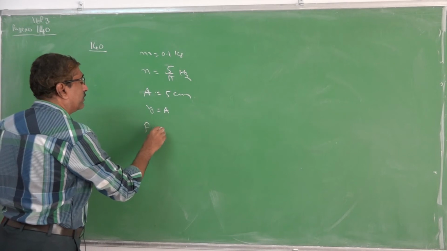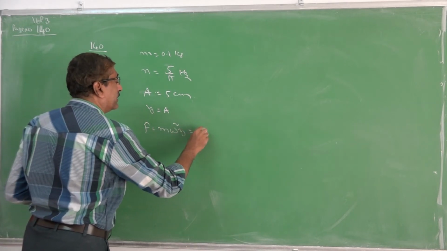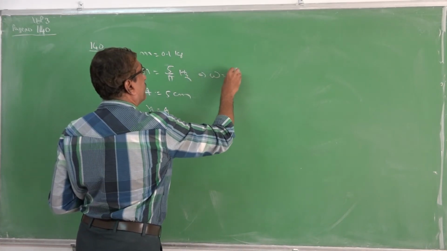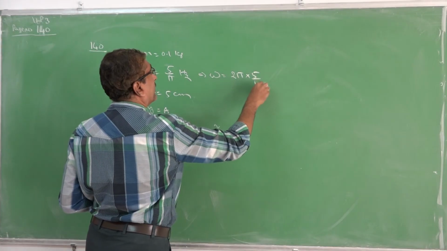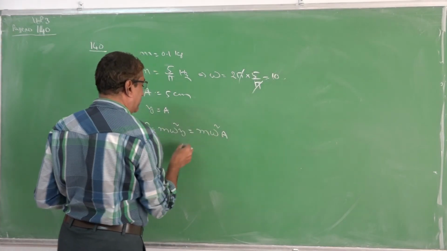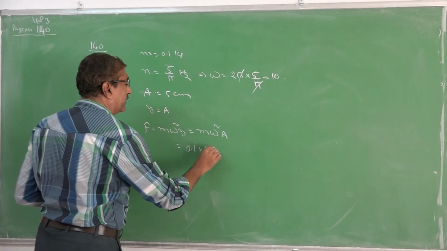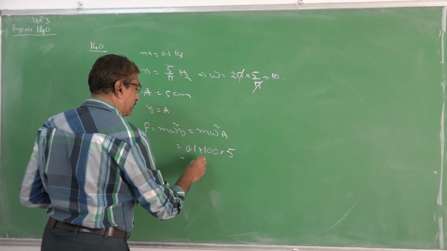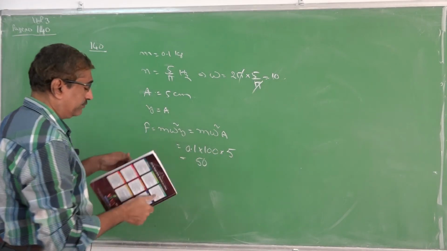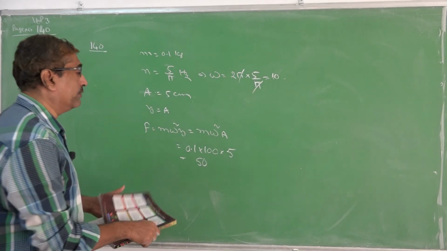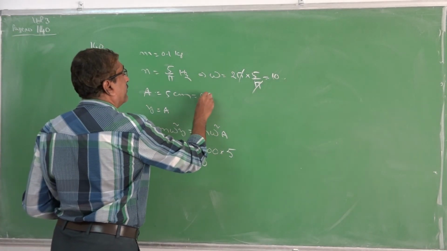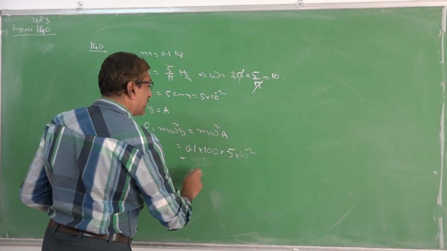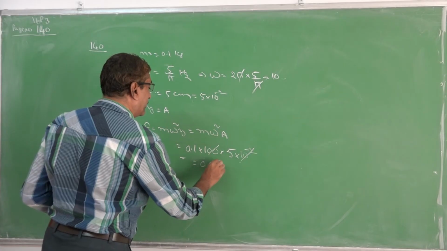So F is equal to m omega square y, that is m omega square A. But n is given, which implies omega is equal to 2 pi into 5 by pi, that is 10. Now substituting, 0.1 into 100 into 5 centimeter, that is 5 into 10 power minus 2. In that case, this is 0.5 Newton.